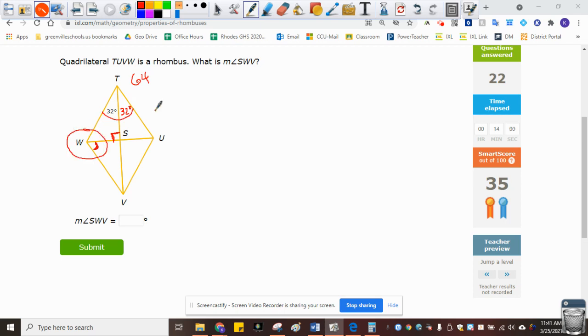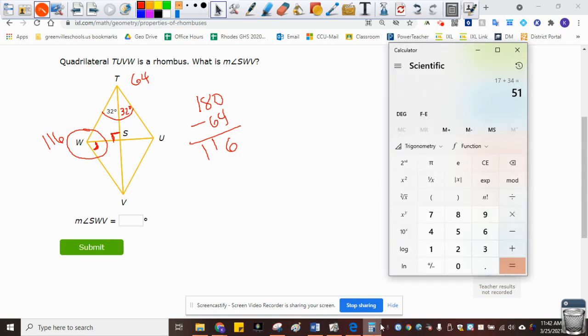So that makes W be 180 minus 64, 116. Did it again. So that's 116, obviously obtuse. Half of 116 is 58. So that makes this 58 and this 58. And that's what we were asked for. SWV would be 58.